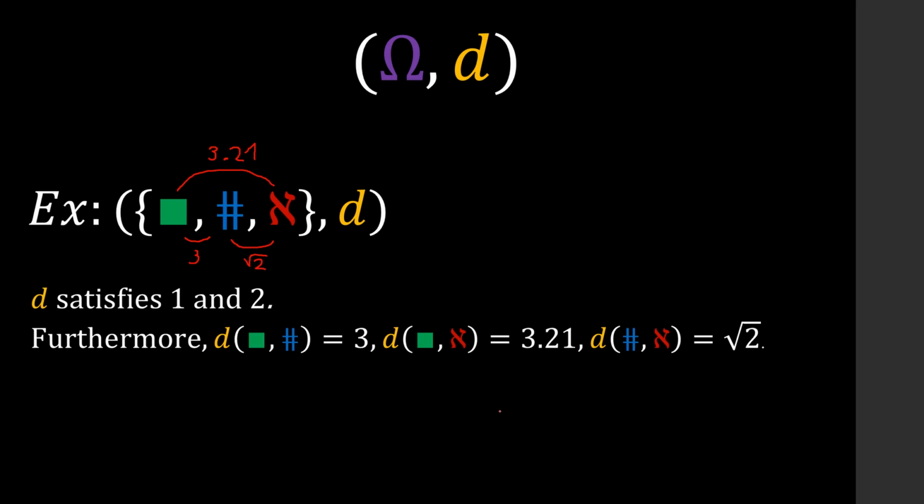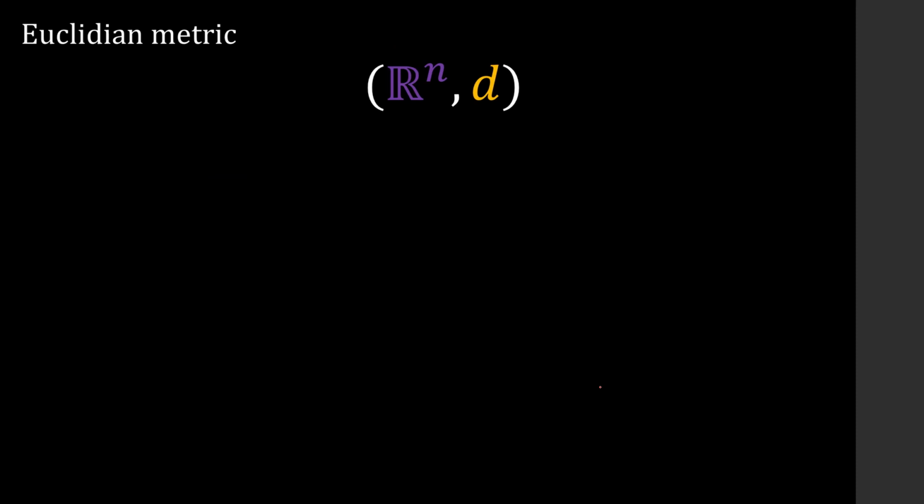But obviously, that's not a particularly useful metric space. This is only really as far as you can study it, defining it, and there's nothing really interesting about it. So let's look at the most famous metric space, which is the Euclidean metric space, or just Euclidean space.